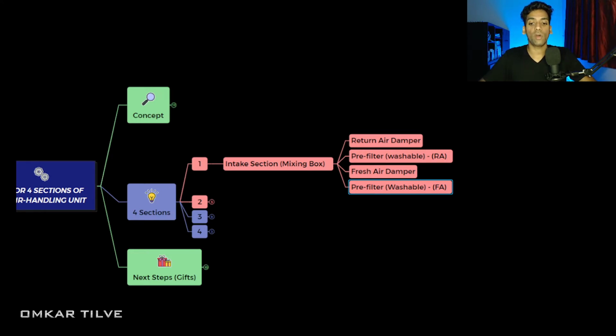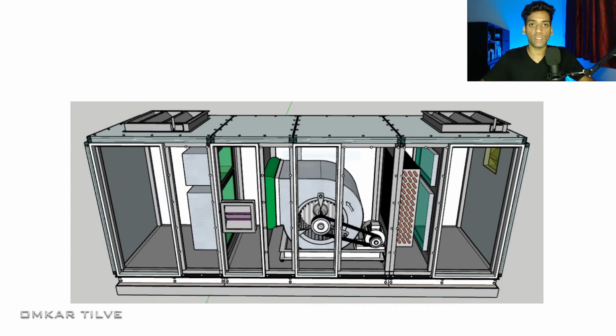And to explain this or make you understand in a much simpler manner, I've created a 3D model of the AHU and I'll explain these sections from this. So as you can see the cursor here, this is the intake section, and this consists of a return air damper, a return air pre-filter, a fresh air damper, and the one highlighted in yellow is the fresh air pre-filter. Now this fresh air pre-filter is usually 20 microns, and this return air pre-filter, which is highlighted in blue, is usually 10 microns.